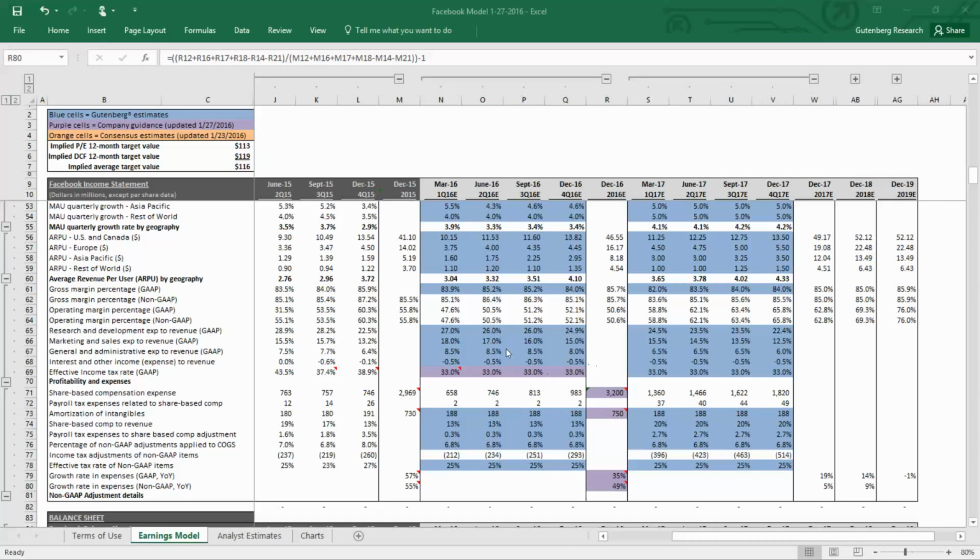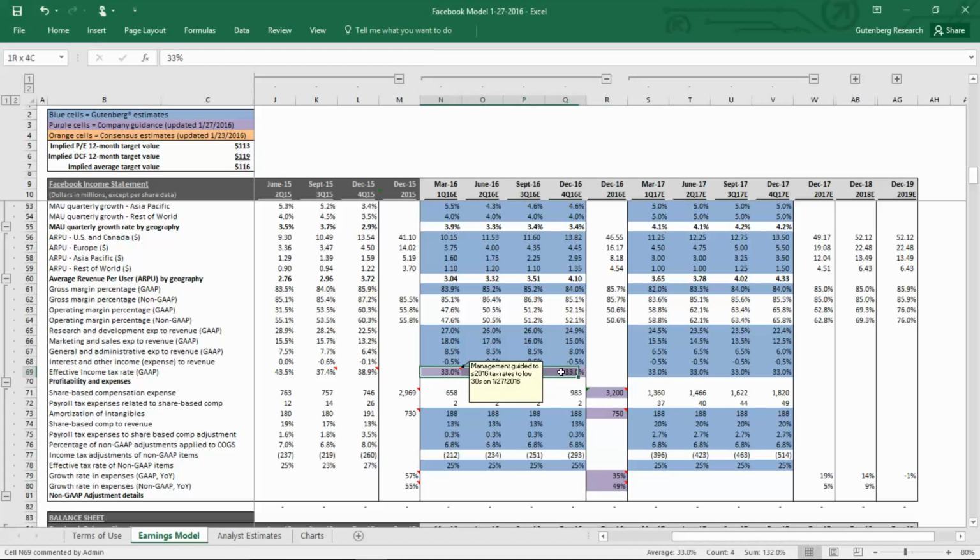Next, management gave us guidance for the tax rate for next year. So they expect it on both a GAAP and non-GAAP basis to be in the low 30s. So in our model, we set it to 33%, which is much lower than what we had in yesterday's model. So that also was a little boost to net earnings.